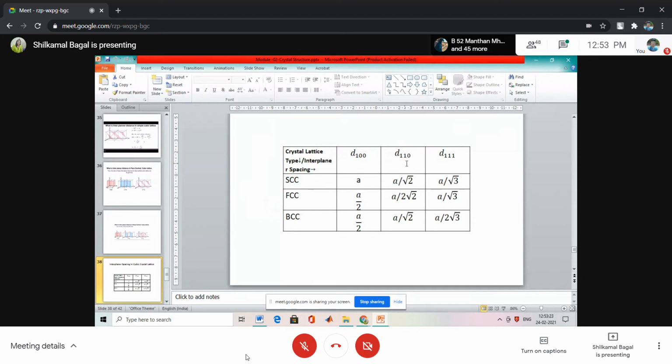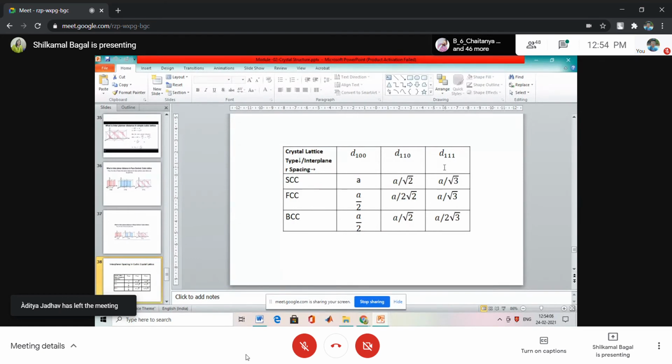Now, in case of 110 plane, here in FCC, this 110 plane remains same as that of SCC, and so there is no change in the interplanar spacing, which remains same as that of SCC, that is a upon root 2, a upon root 2. But in case of BCC, there is additional plane in between the two successive planes of SCC in case of 110, which passes through the body-centered atoms of the unit cell, and so distance between two successive planes, that is the interplanar spacing, becomes half of the SCC, and so it will come a upon 2 root 2.